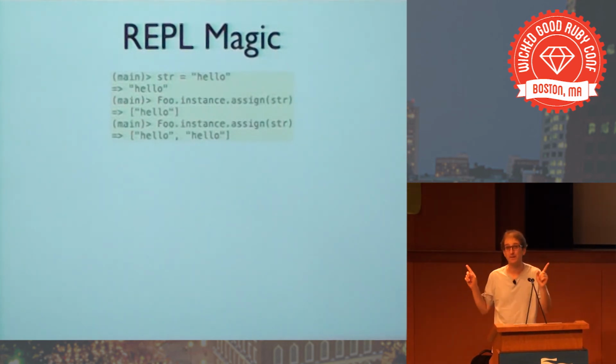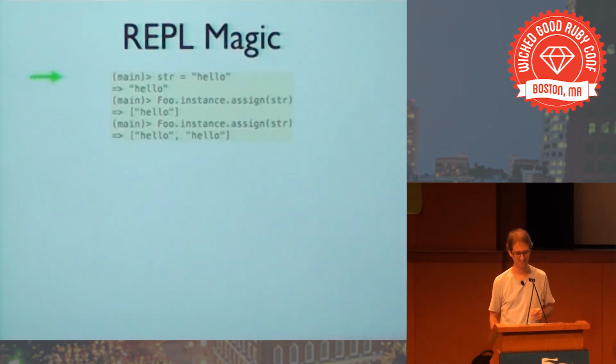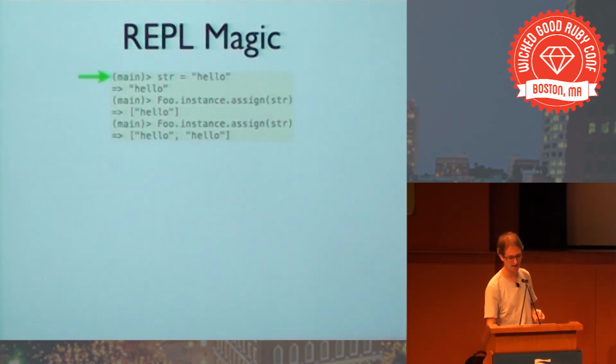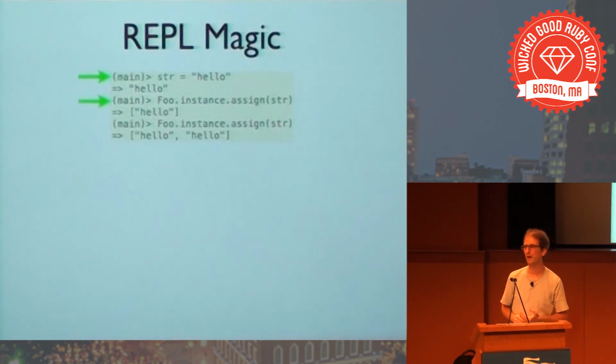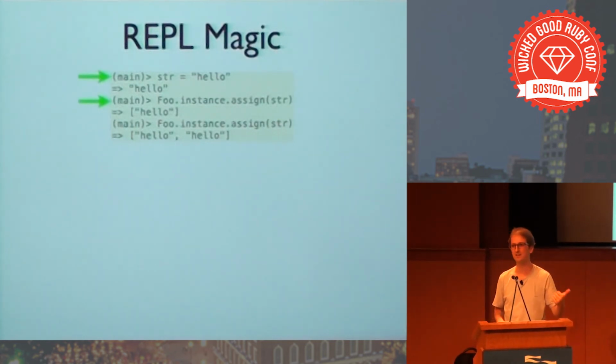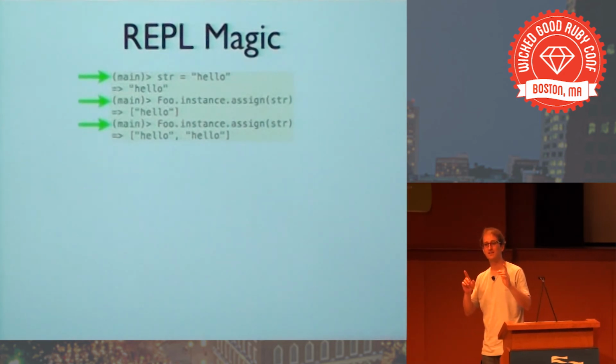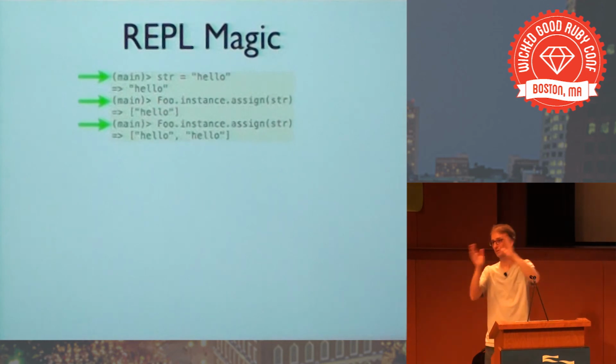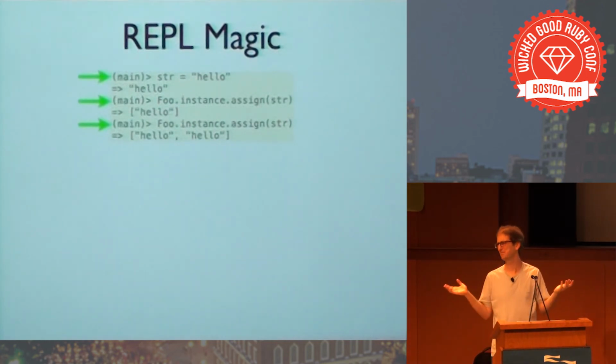In the REPL, let's create a string. Simple hello. And let's go ahead and use that method that we had there to assign it into that array that we have. Let's do it again. Now we've got that one string object inside of that array twice. That array has two objects, right? This is basic Ruby stuff.